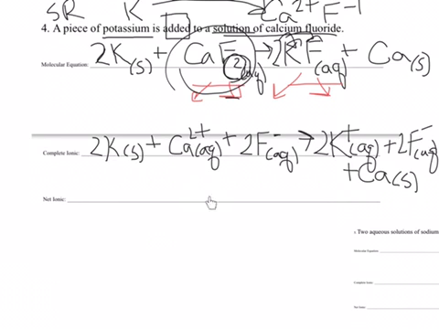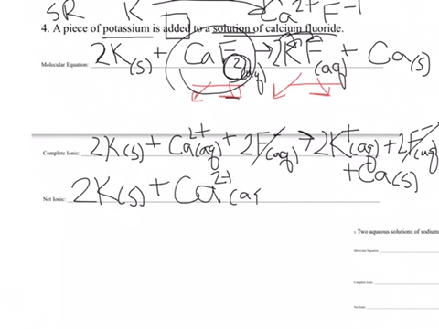I take that back. It's only fluorine. Sorry. Can't read my own writing. So only fluorine is aqueous here and aqueous over there. Everything else will have to stay for the net ionic. So the net ionic is that solid potassium reacts with the calcium ion, and you get the potassium ion, which is aqueous, plus the calcium solid.